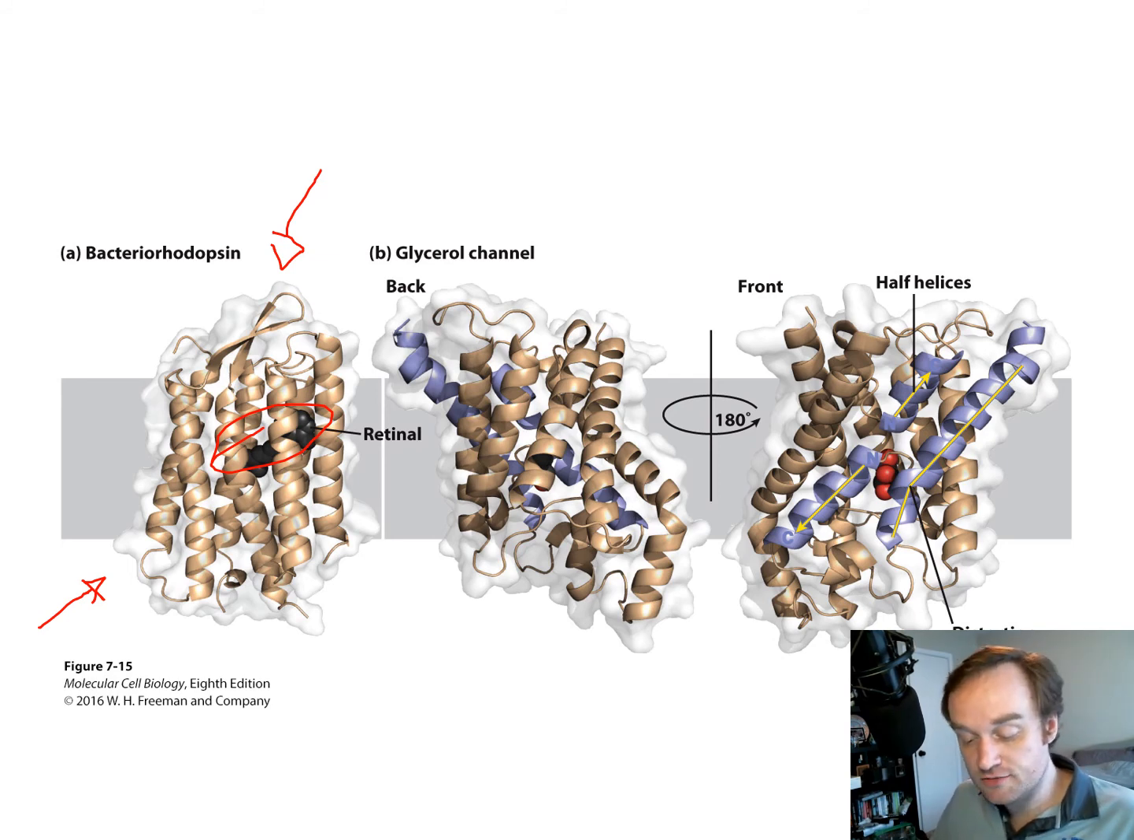We also have an example of a glycerol channel. So this again is a tube made up of these alpha helices, so multiple passes back and forth across the cellular membrane.